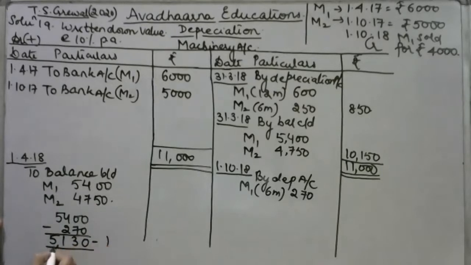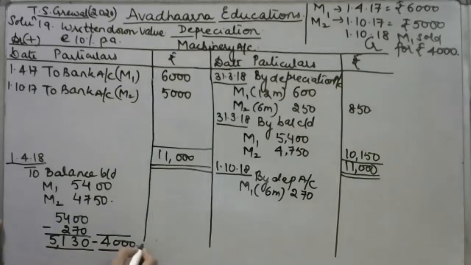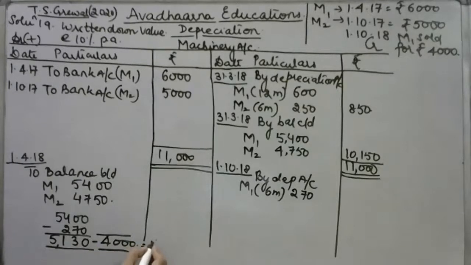देखिए उसकी बुक वैल्यू थी 5,130 और हमने ये मशीनरी 4,000 की सेल कर दी, यानी कि लॉस पे सेल करी. Fine. So there is a loss of 1,130. This loss is, see, 4,000 subtracted from 5,130, the loss is 1,130, and this loss is to be shown on the credit side of your machinery account.